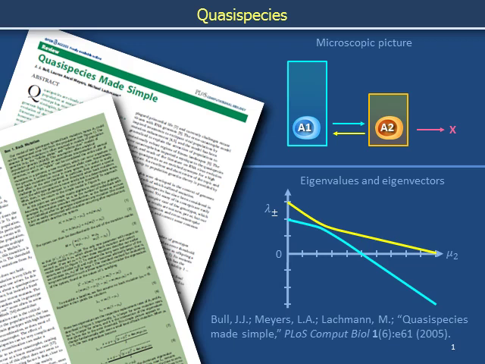Owing to mutation, the genetic makeup of a cell population can display diversity instead of a pure genotype characteristic of a well-defined species. In these situations, quasi-species models are used to think about genotypic distributions. This slide deck outlines how eigenvalue-eigenvector analysis can be used to study the green box in the paper Quasi-Species Made Simple by authors Bull, Myers, and Lachman in PLOS Computational Biology from 2005.